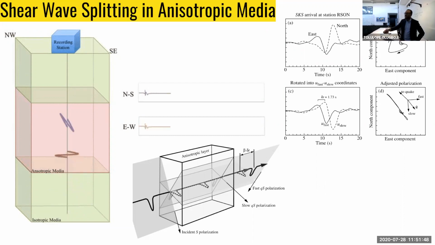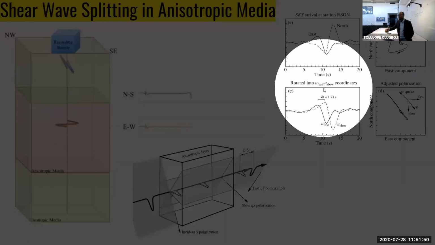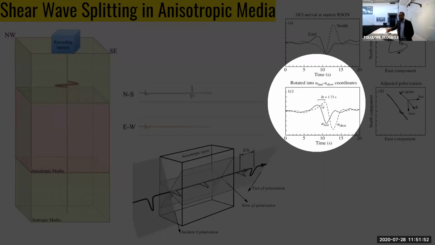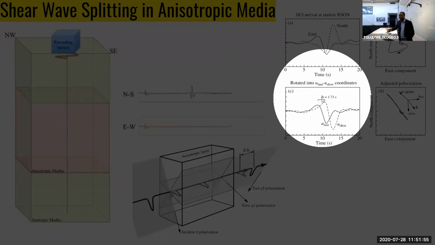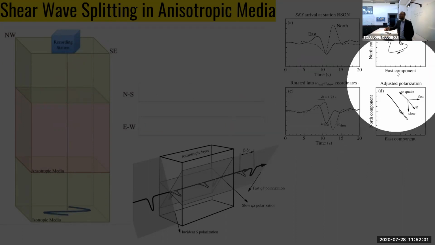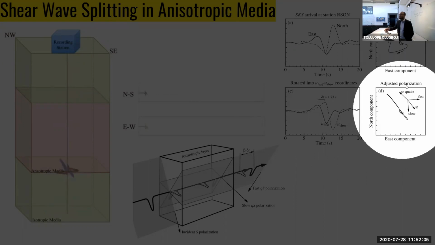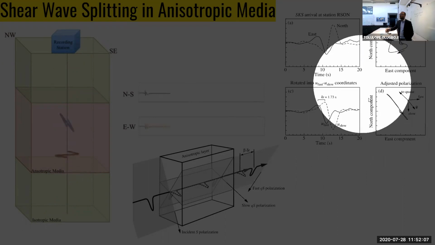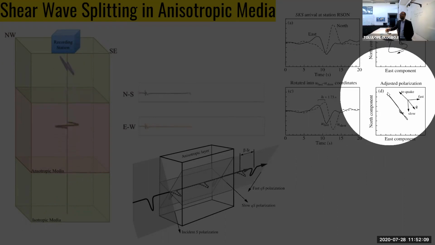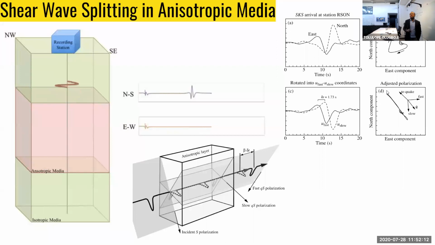So when you rotate into the correct fast direction, you will get this fast and slow wave separated by the time delay delta t. And if you correct that fast and slow wave by this delta t, you can then adjust the polarization of the wave back into the linear direction. And so this is how you can measure the fast direction and the delay time, which is often shown in shear wave splitting measurements.